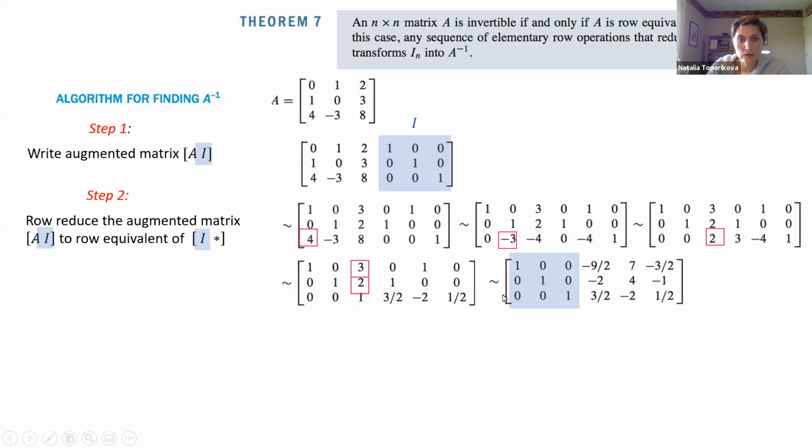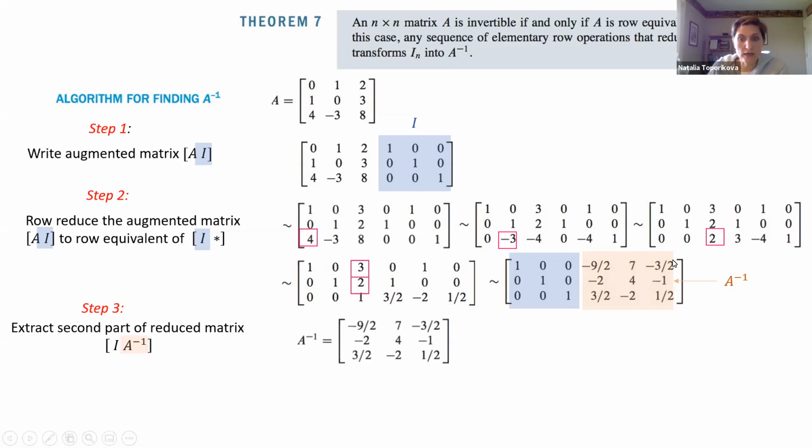And at the end, look what happened here. Instead of having the identity matrix on the right, we shifted it to the left. The good news for us is that whatever is on the right of our identity matrix is actually our inverse matrix A minus 1. So step 3 is just to extract the right part as the inverse. Now we can write down our A minus 1, and you're pretty much done here.